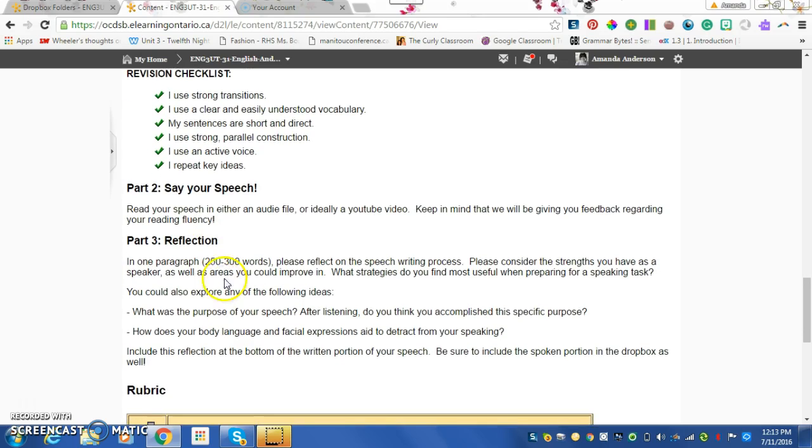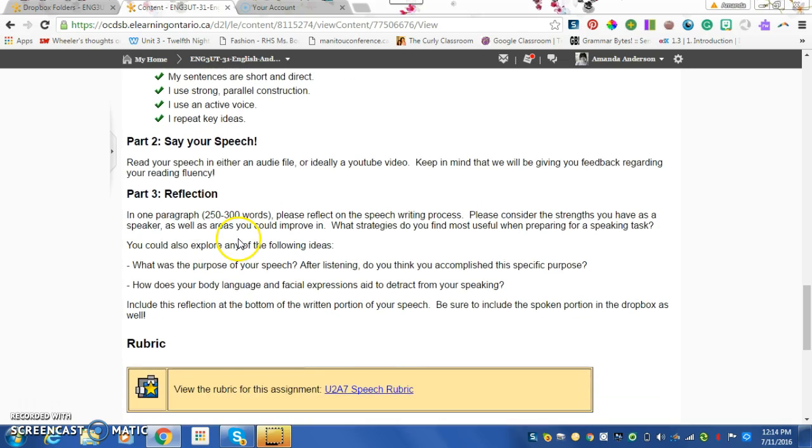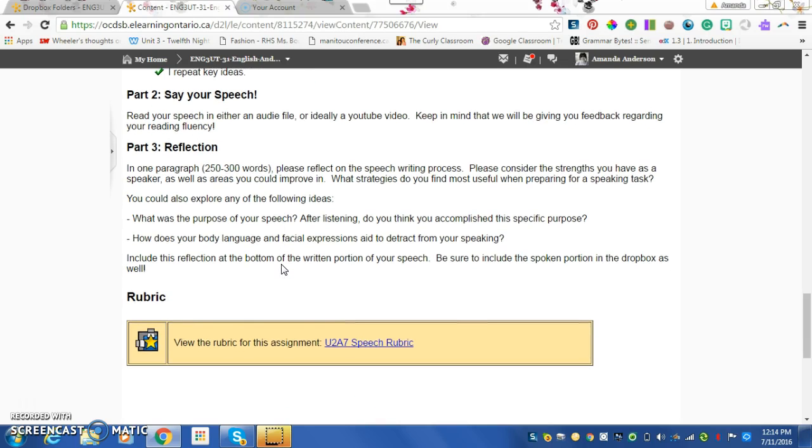After your speech, you're going to write a paragraph about the speech writing process. This is part of the reflection piece for oral communication that we need to do in the curriculum. So I'd like you to consider the strengths you have as a speaker, the areas you can improve in, the strategies you find most useful, what was the purpose of your speech, did you achieve this purpose, and how did your body language and facial expressions aid or detract from your speaking. So even if I'm not seeing them, look at your body language and facial expressions if you want. So you're going to write your speech and then include this reflection just in a blurb at the bottom of it. You don't need to upload it as a separate file.